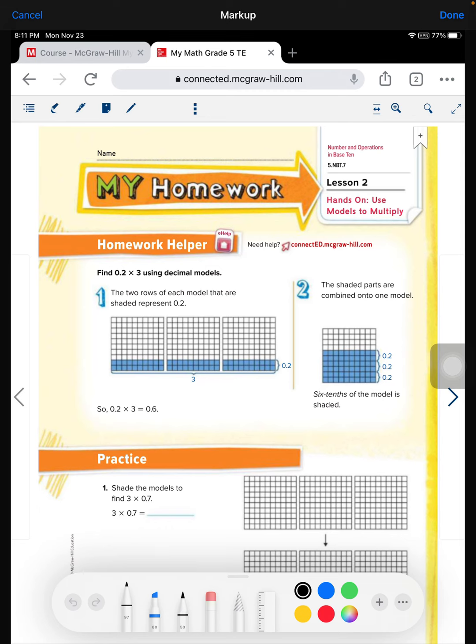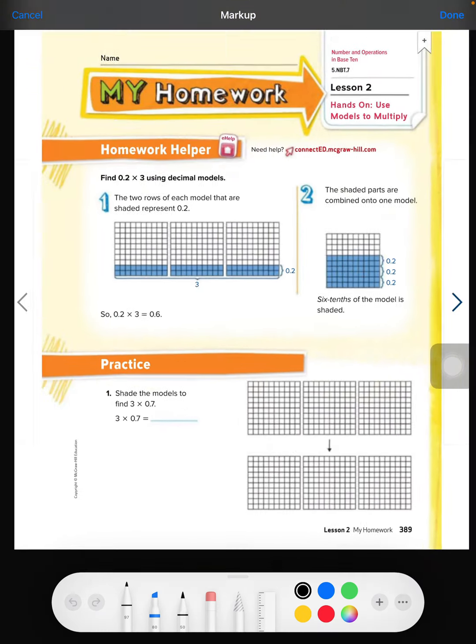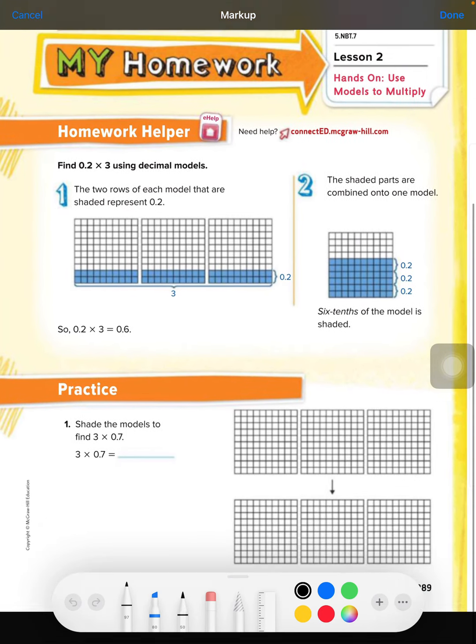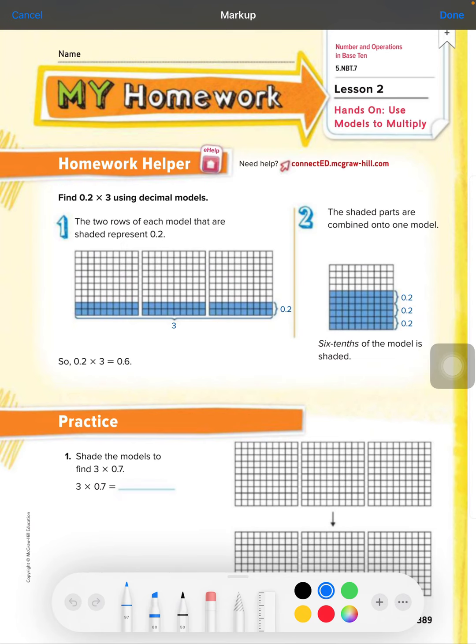We're on Chapter 6, Lesson 2, page 389. We are going to be shading in multiplication of decimals using models. Let's go ahead and dive right in. Number 1, shade the models to find 3 times 0.7.